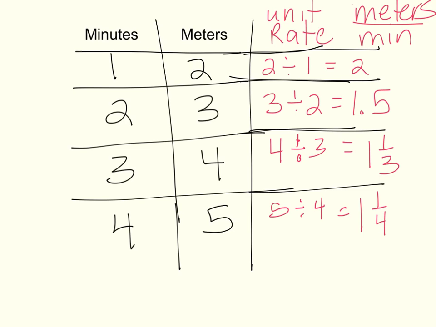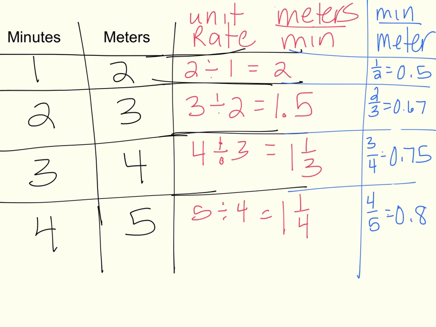You also could have done the reverse unit rate, which is minutes per meter, and you would have gotten, let me do that work quick, let me pause it. So if you found the minutes per meter unit rate, you would have gotten different unit rates. You would have gotten half a minute per meter here, or 2/3 of a minute per meter, 3/4 of a minute per meter, or 4/5 of a minute per meter. I also changed those to decimals.